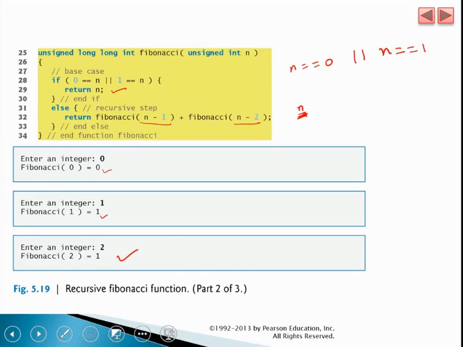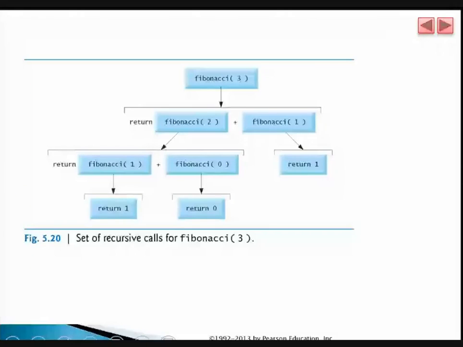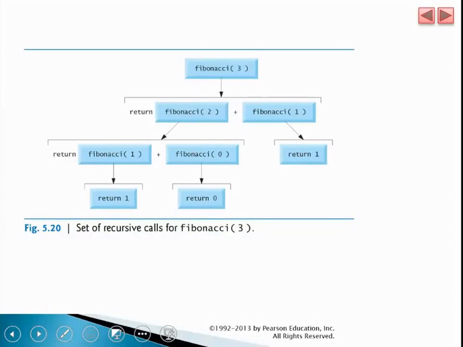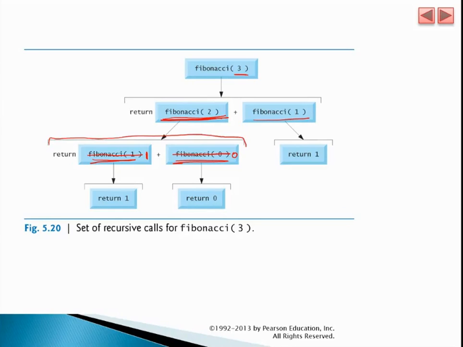Let me show you through a diagram how these functions get called. If we call Fibonacci of 3, the program will say return Fibonacci of 2 plus Fibonacci of 1. Then Fibonacci of 2 will be solved. It will say Fibonacci of 1 plus Fibonacci of 0. Fibonacci of 1 will return 1, so this entire thing will be replaced by 1. Fibonacci of 0 will return 0, so this will be replaced by 0. And this entire thing will return 1 plus 0, that is 1.